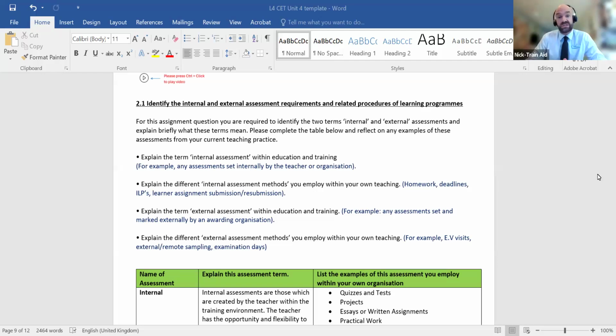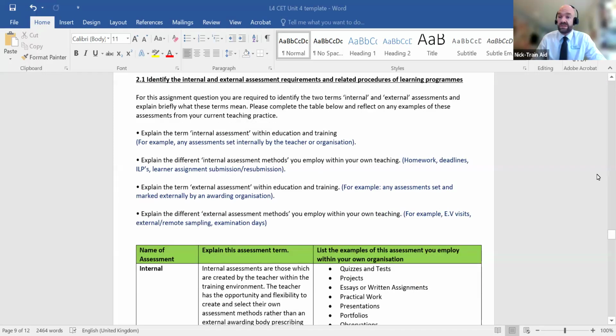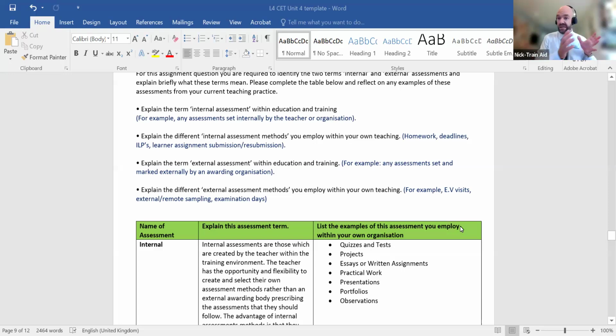Certificate in Education Training. This is Unit 4 and our final question is looking at 2.1, identify the internal and external assessment requirements and related procedures of learning programs. So for this assignment question, you're required to identify the two terms internal and external assessments and explain briefly what these terms mean. So we have got a table which you'll need to complete, but what you need to do is explain the term internal assessments, and you also need to list the different types as well. And secondly, external assessments, and explain the different examples.